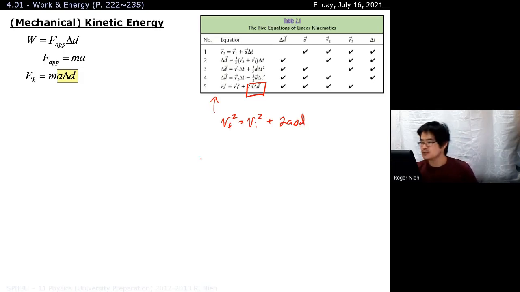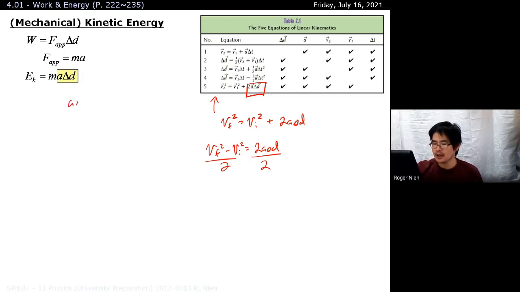So I'm going to bring the VI squared over. I have VF squared minus VI squared is equal to 2A delta D. And then I'm going to divide both sides by 2. Therefore, we know that A delta D is equal to VF squared minus VI squared over 2.